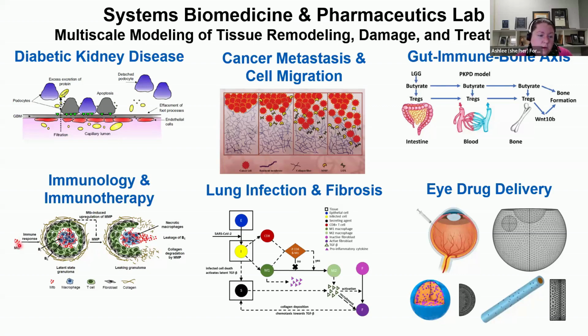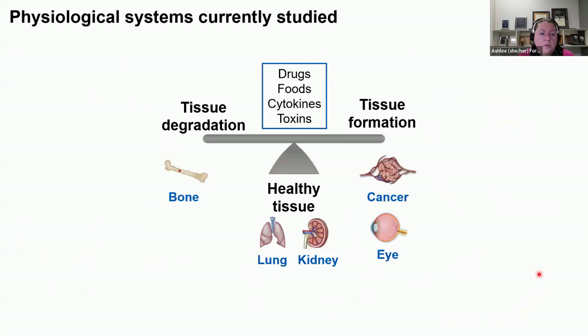So we started this work in tuberculosis, and then we extended this to COVID when the pandemic started, and then we coupled that lung infection work to fibrosis that was consistent across these different organ systems and our tissue remodeling. So I will tell you about that work today, and I will tell you about some of our eye drug delivery work. So we organize the lab under these different organ systems: bone, lung, kidney, eye, and cancer.